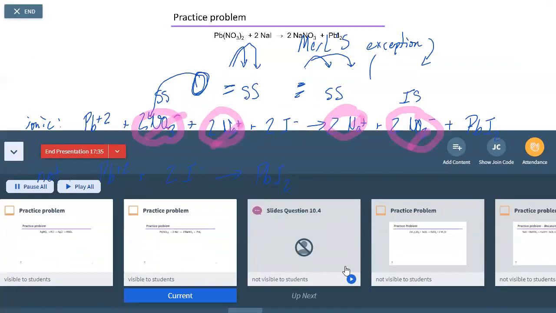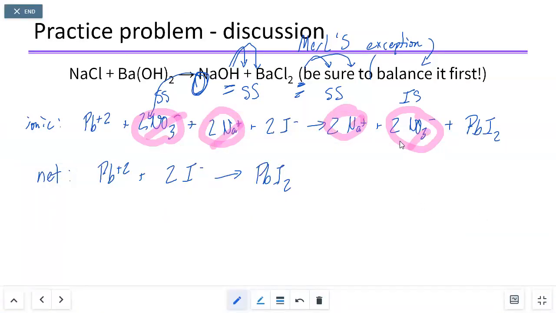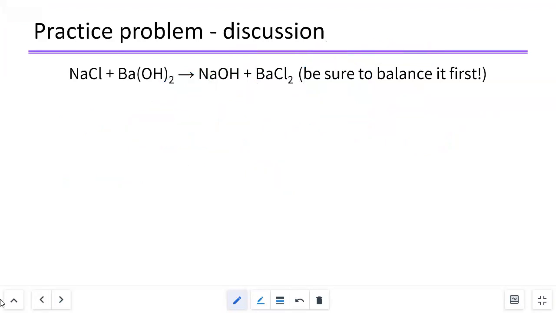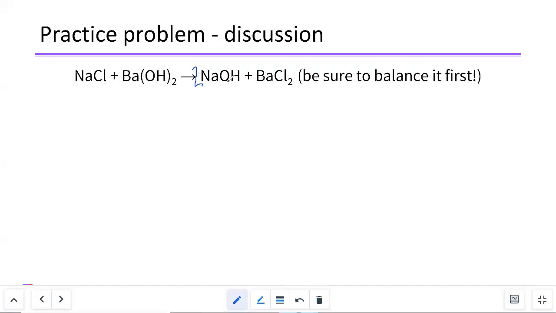All right, before I ask you to try one, I want to look at one more example problem. Here I've got sodium chloride reacting with barium hydroxide to make sodium hydroxide and barium chloride. Now we need to balance it first, but balancing it should be kind of a trivial matter here. I see I have two hydroxides, so I make two NaOHs. That means I'm going to need two sodiums, so I need two of those. That gave me two chlorides, which balances out those two chlorides. I'm good. So I've got it balanced. Now I need to evaluate solubility.